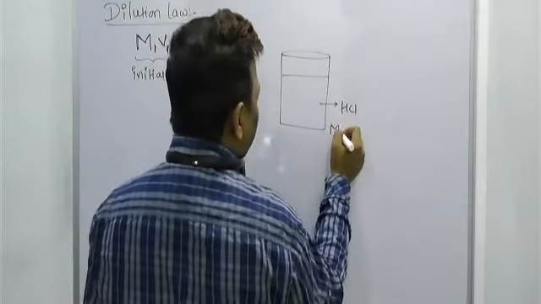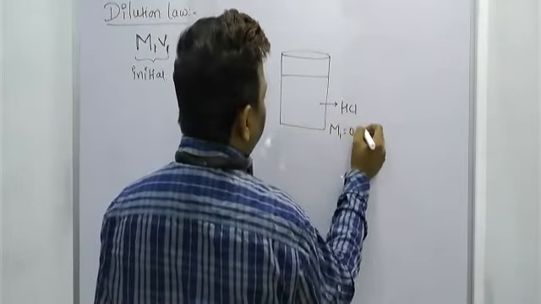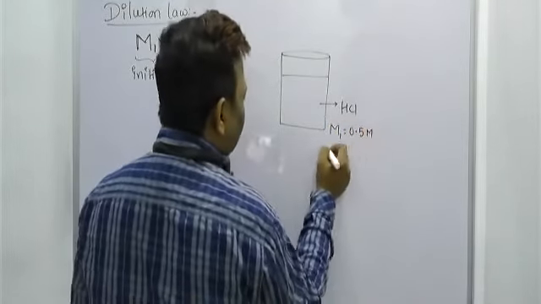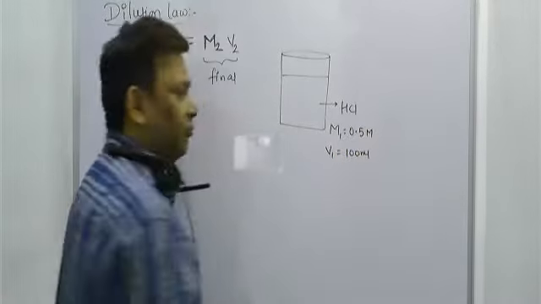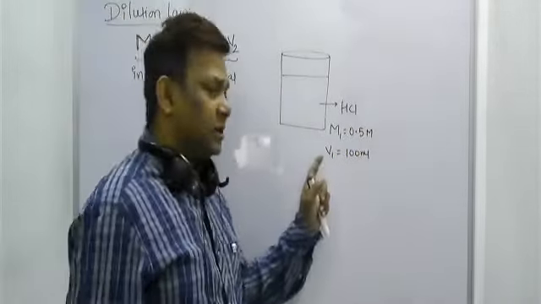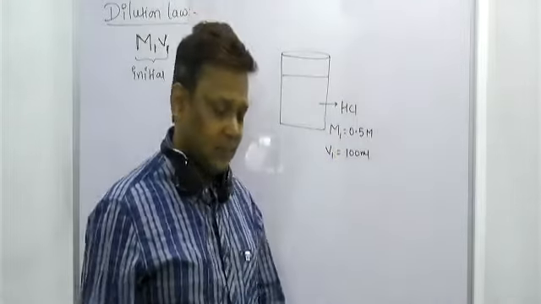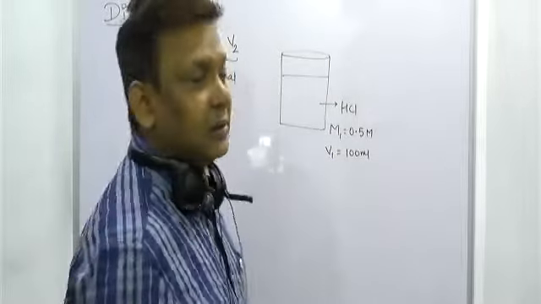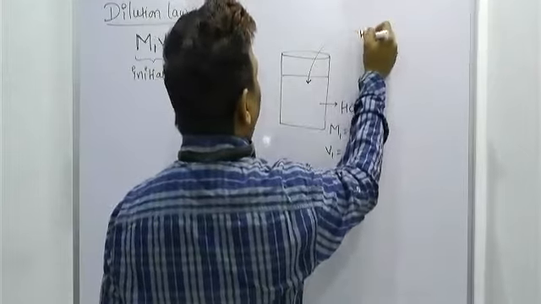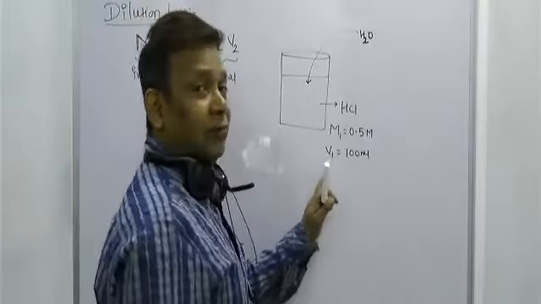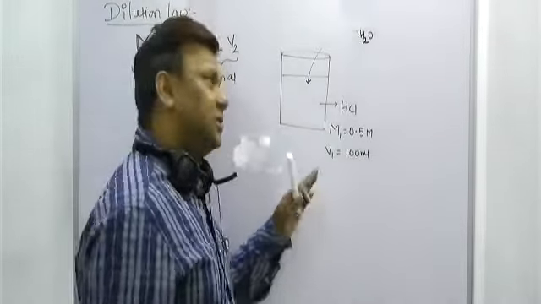Initially, its molarity is 0.5 molar, and its volume is, let us say, 100 ml. This is the initial volume and initial molarity. What we are doing, beta? We are just adding water to it. When we pour water on it, obviously the volume will increase. How much? Chalo, I don't know.